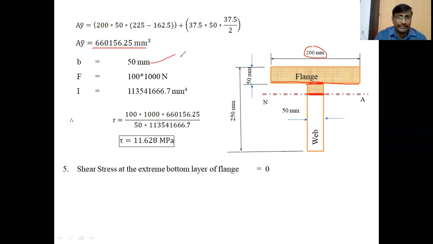So B changes continuously from layer to layer. So B is 50 mm at the neutral axis. F is 100 into 1000 newtons, as given in the problem. I is also already calculated for the whole section.